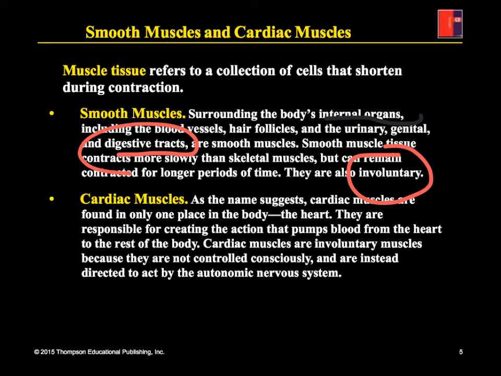Cardiac muscle is just as it sounds. It's a muscle surrounding the heart, so it's only found in the heart. Cardiac muscle is also involuntary. You have no control over it. It's directed by the autonomic nervous system.